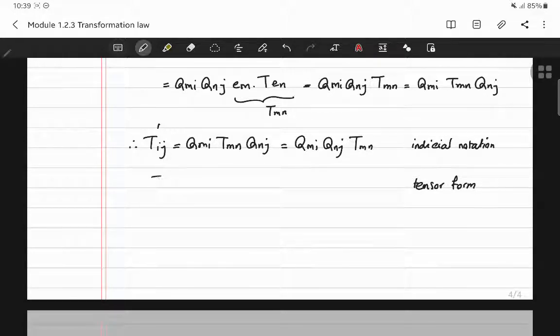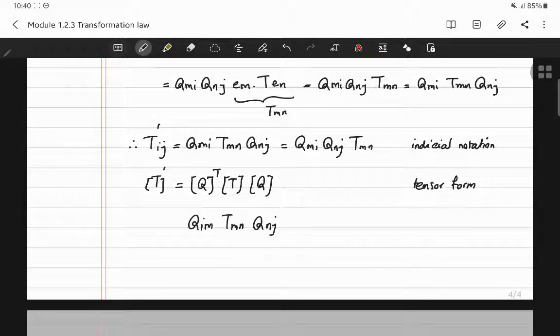we're gonna have T prime is equal to, so this is QIM at first, so this is Q transpose, this is TMN, and this is NJ, this is Q. So it was previously QIM, TMN, QNJ, which actually gives TIJ. So we get rid of these dummy indices, so we end up with TIJ here. But this is shifted to QMI, so this is Q transpose.